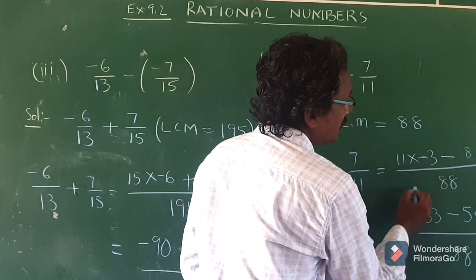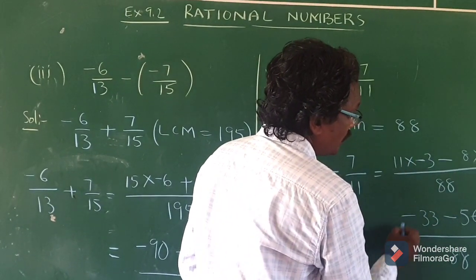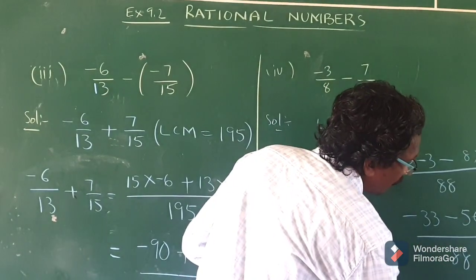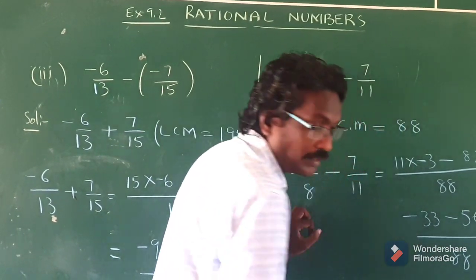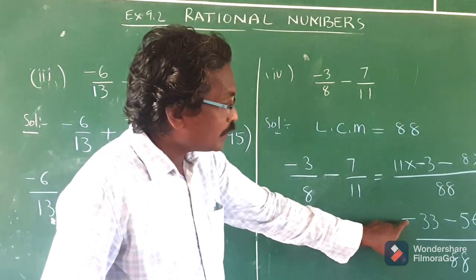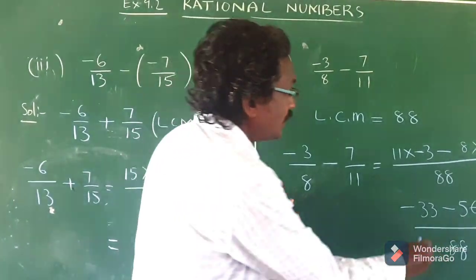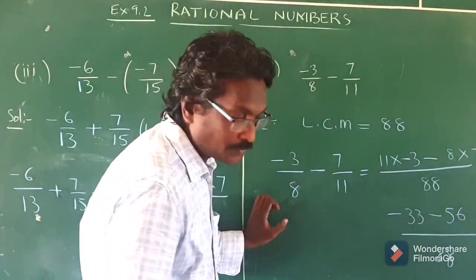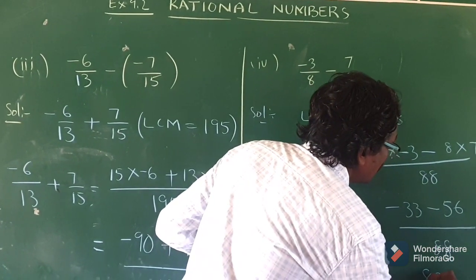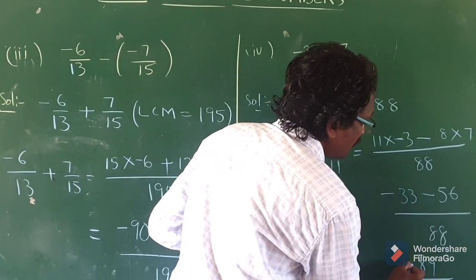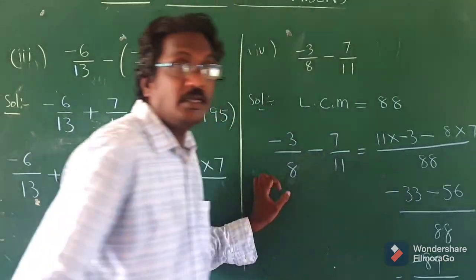See here, before the minus symbol there is a minus, so write minus. Minus and minus means we have to add 33. So add 33 plus 56, which is 89. So the minus symbol we have to write. Okay, is it clear?